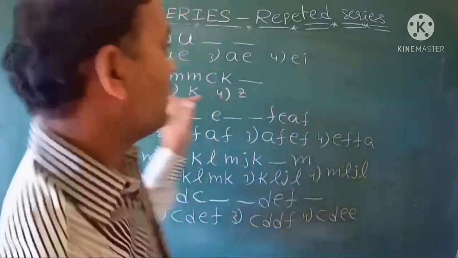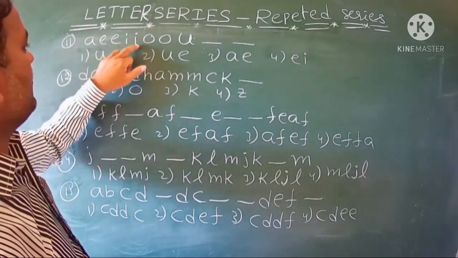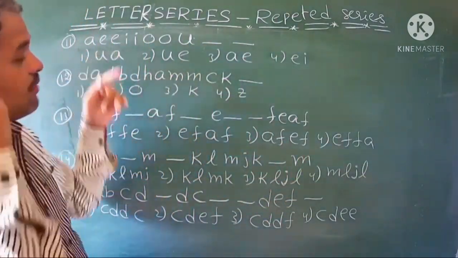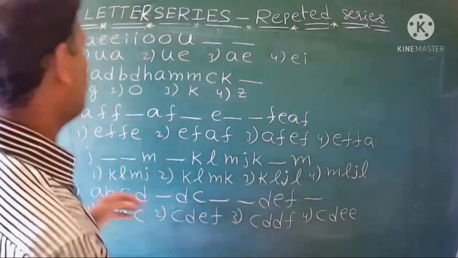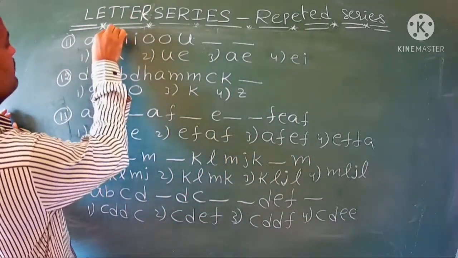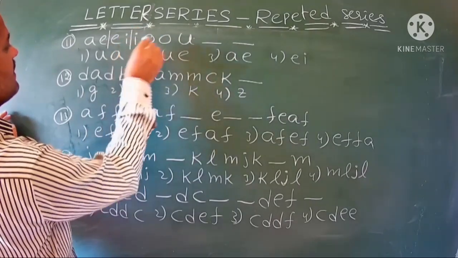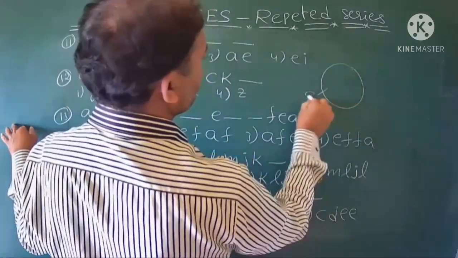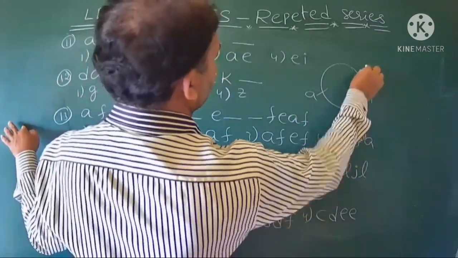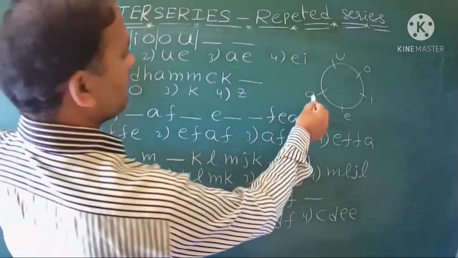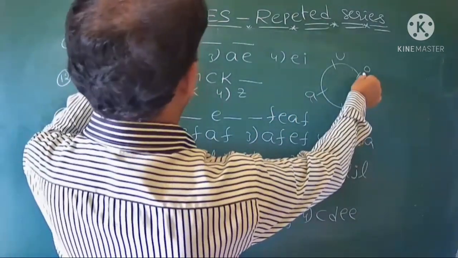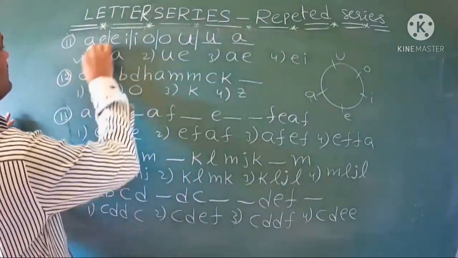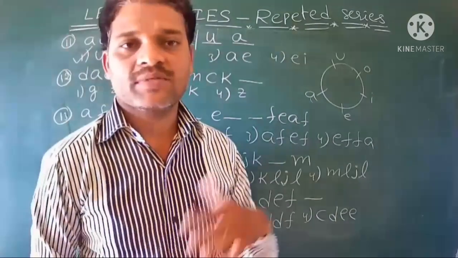Okay, next 11th question is A, E, E, I, O, O, U, dash, dash will be. First of all, once you observe here, all are vowel series, no? Vowel series means A, E segregate, E, I segregate, I, O segregate, O, U segregate. Already I told you how to write vowels: A, E, I, O, U. So now here A, E, E, I, O, O, U. Next what will come again here? U, A will come. So what is the answer? Option 1 is the suitable option in the repeated series.